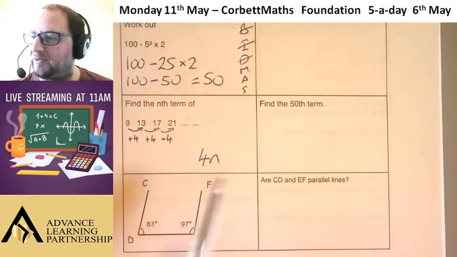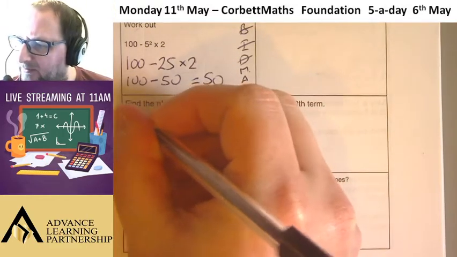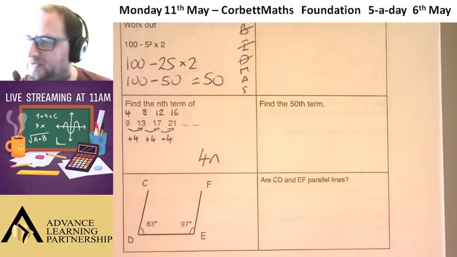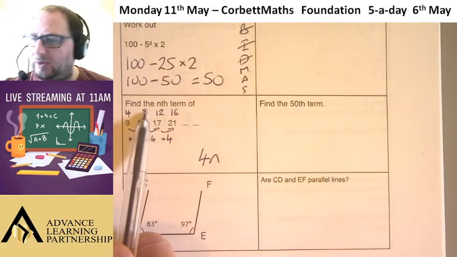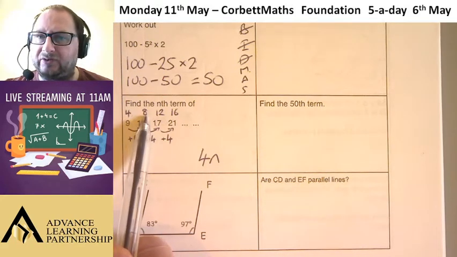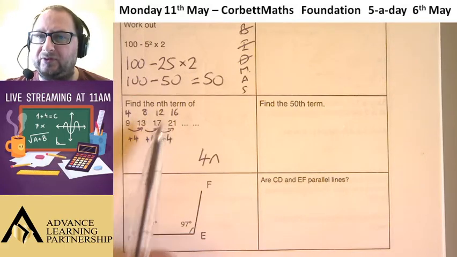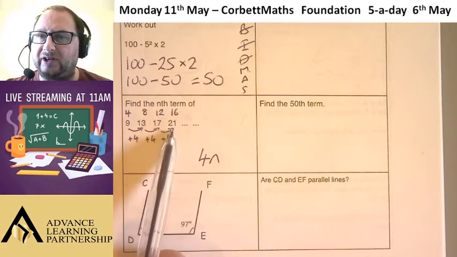But this is the 4 times table, so we write 4n. Now, the official 4 times table looks like that. So we're supposed to have 4 in the first position. We've got 9. We're supposed to have 8 in the second position. We've got 13. We're supposed to have 12 in the third position. We've got 17. We're supposed to have 16 in the fourth position, and we've got 21.